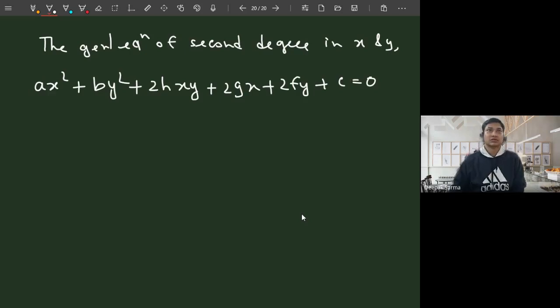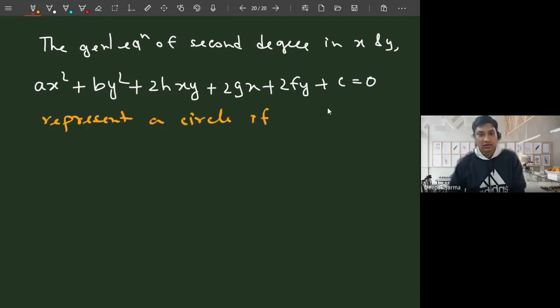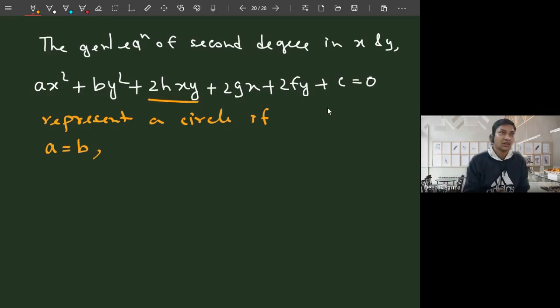I think no. So when we wrote the equation of a circle, this term, that is twice hxy, was not there. Now, if I write this equation, under what condition will this represent a circle? If you consider the circle having center (h, k) and radius r, if you expand it, whatever be the equation, ultimately the coefficient of x square and coefficient of y square will be same. So we must have a equal to b. Otherwise, it cannot represent a circle. What more? In the circle, we don't have this xy term. So we must have h is equal to 0.